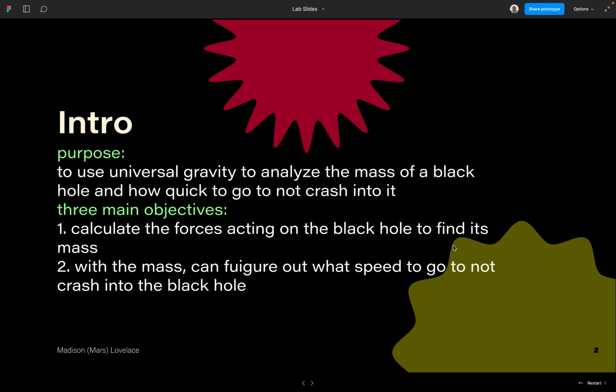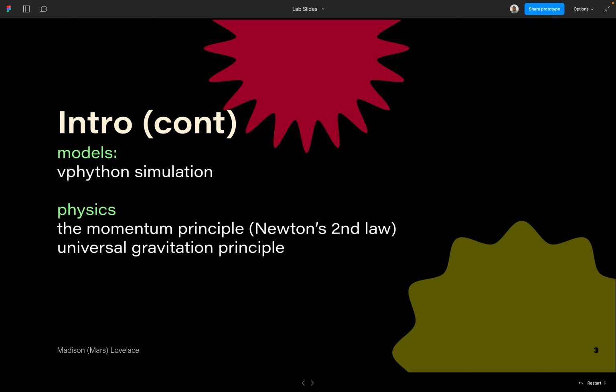So we calculate the forces acting on the black hole to find its mass, and then with that mass, we can figure out what speed to go to not crash into the black hole. There was no experimental in-lab data for this lab, so it was all computational in VPython, and we used the angular momentum principle and the knowledge of perpendicular, parallel, and net forces acting on the object, as well as the universal gravitational principle.